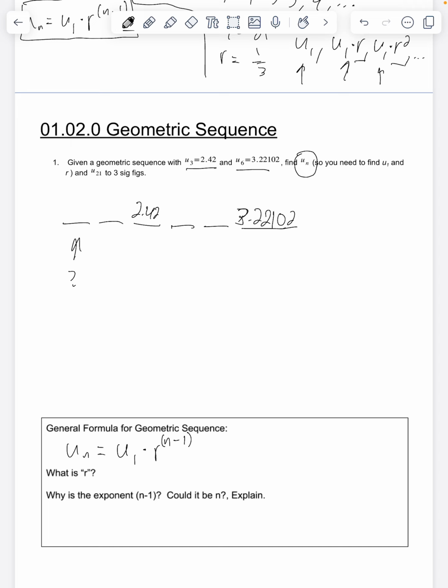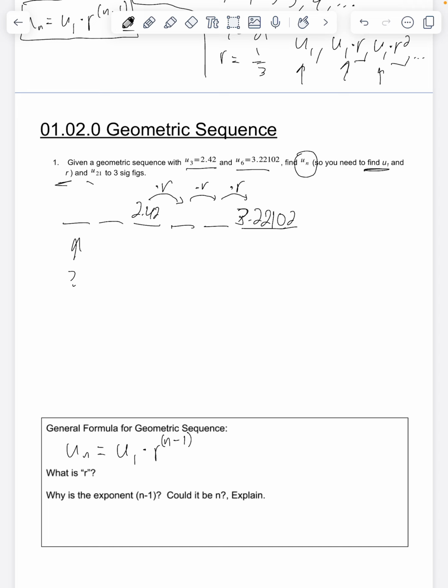So we don't know what u1 is. We're going to have to find that. We're also going to have to find out what r is. And then they want us to find u21, which we'll just use our formula to find after we find it. So the way I'm going to think about this is that to get from here to this term right here, we're going to multiply by r, right? Then we're going to multiply by r again, and then r one more time to get to the sixth term.